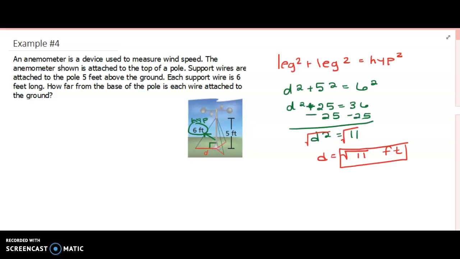All right, so when you set this up, your two legs are the d and the 5, so d squared plus 5 squared equals the hypotenuse squared, which is 6. Okay, so d squared plus 25 is 36. Subtract 25 from both sides, you get d squared equals 11. And to undo a square, you square root it, so we just get d as the square root of 11. And don't forget your units of measure, which is feet.